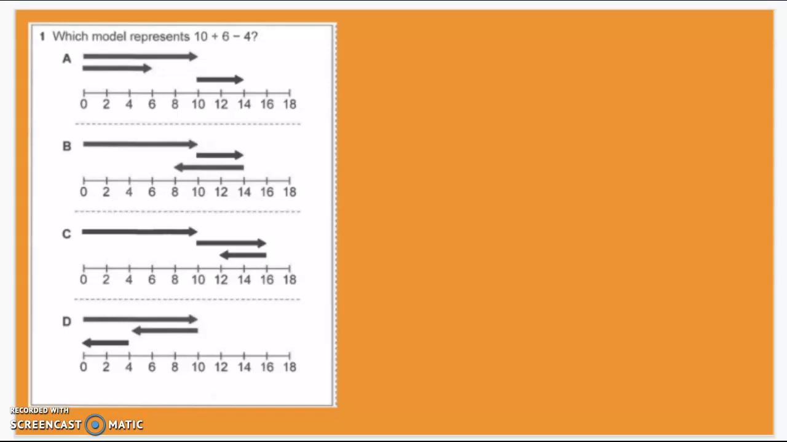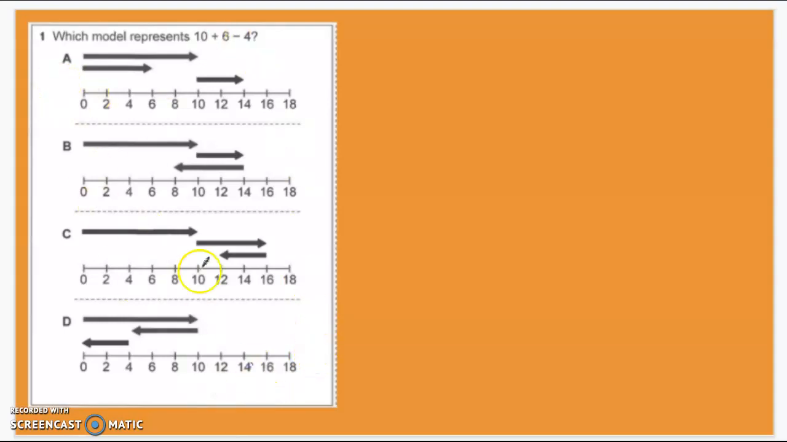Okay, let's look at this number line. This number line has multiple steps, which model represents 10 plus 6 minus 4. So this number line is going to have several different steps, okay?